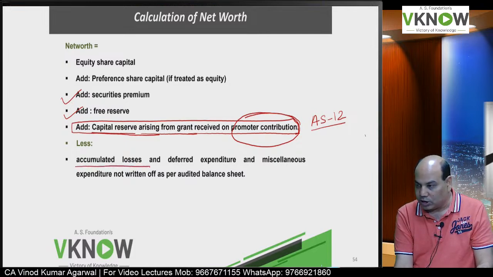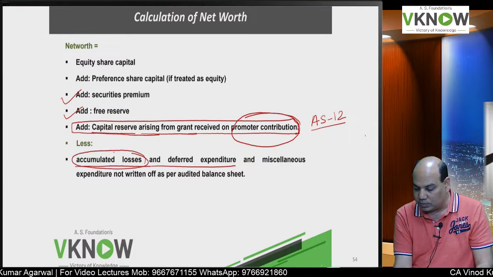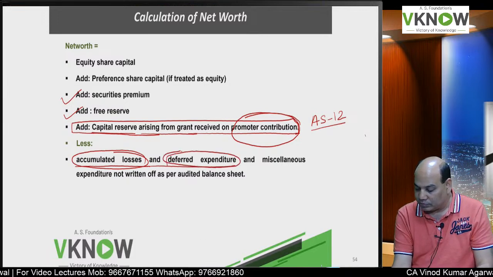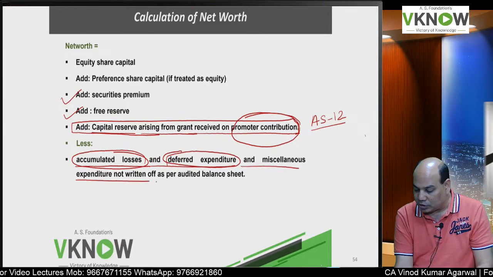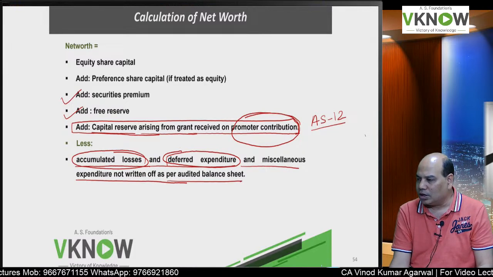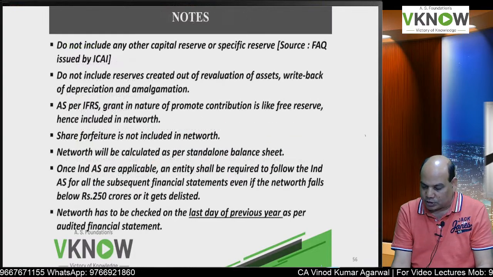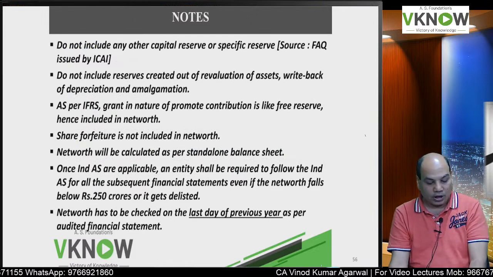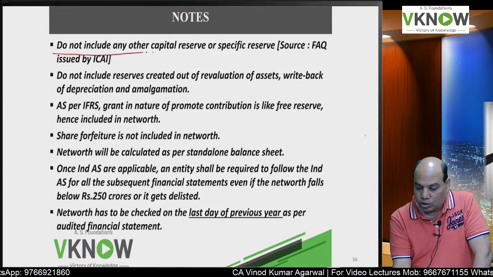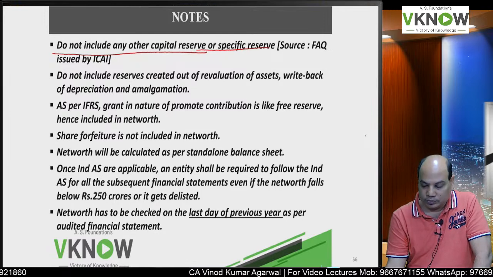Then minus accumulated losses and deferred expenditure. That means if you have a loss in the balance sheet, P&L account debit balance, any deferred expenditure, any miscellaneous expenditure not written off like discount on issue of debenture, preliminary expense, underwriting commission, if it is appearing, then you have to reduce it as per the audited balance sheet. Then I have mentioned some important notes because you will get a question on this. Do not include any other capital reserve or any specific reserve.